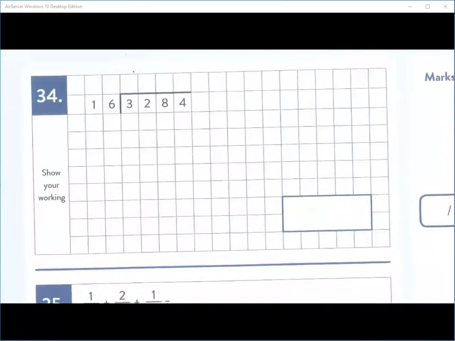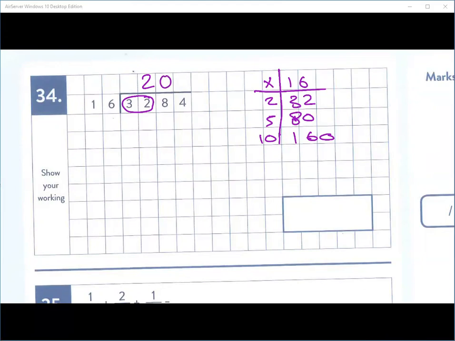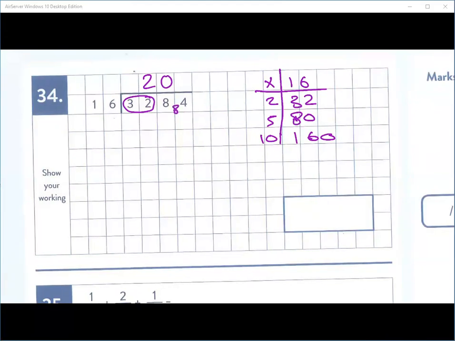Okay, so number 34 is another division question. I think we can do this one quite quickly. So Zaki, keep on going. I don't know whether we need to do the mini times table for every single one, but let's just quickly fill it in because it is quite easy to fill in. And that will be 80. So how many 16s go into 32? 2. Beautiful. How many 16s go into 8? 0, and then you put the 8 next to the 4. Okay, how many 16s go into 84?